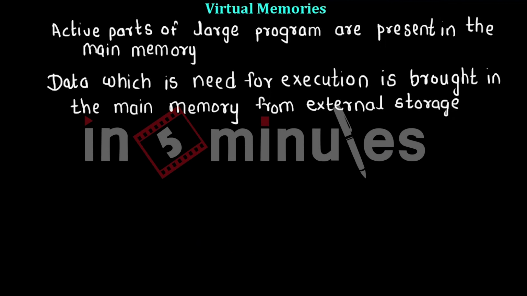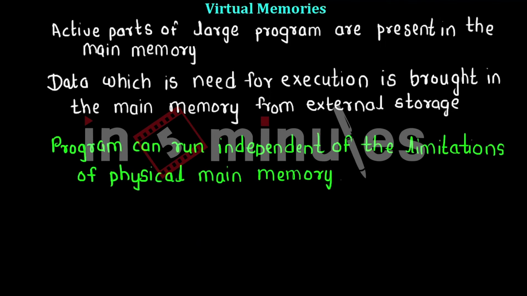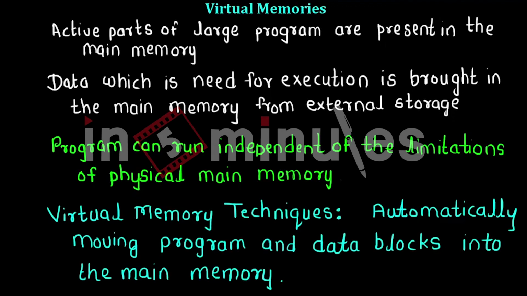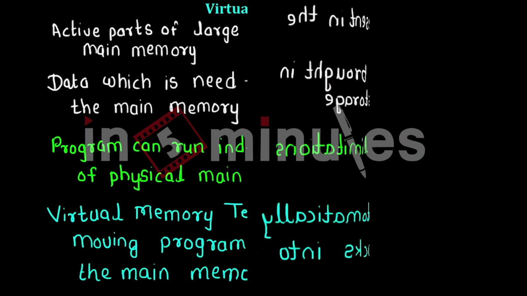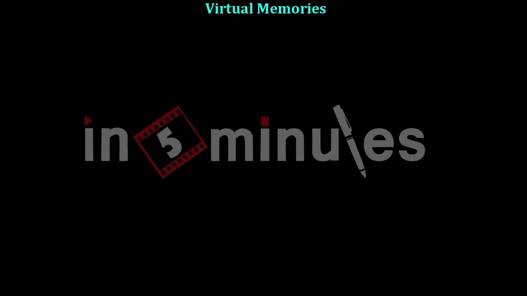Now we want our program to run independent of the limitations given by the physical main memory of a processor. So the virtual memory techniques are used to achieve this objective, and they involve automatically moving program and data blocks into the main memory. Now the most important issue in having secondary storage devices is how the processor is going to access them, and how the addresses are assigned to the secondary memory. So the virtual address is the concept we want to understand here.